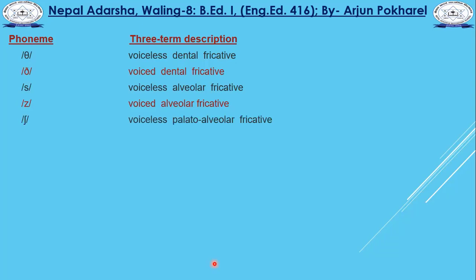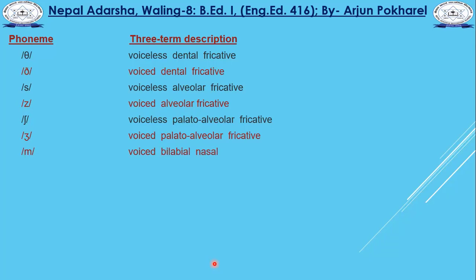Sa and za are alveolar sounds. And the next one is sha, voiceless palatoalveolar fricative. In terms of voicing, the other one is voiced, zha. The difference between sha and zha lies only in voicing: zha is voiced palatoalveolar fricative, and sha is voiceless palatoalveolar fricative. Okay, next one is ma.